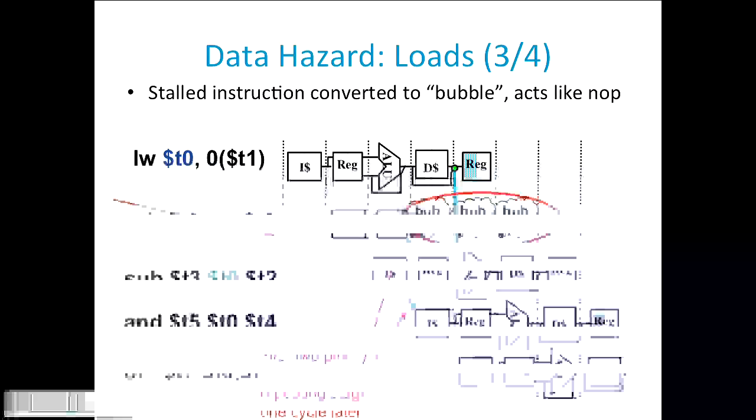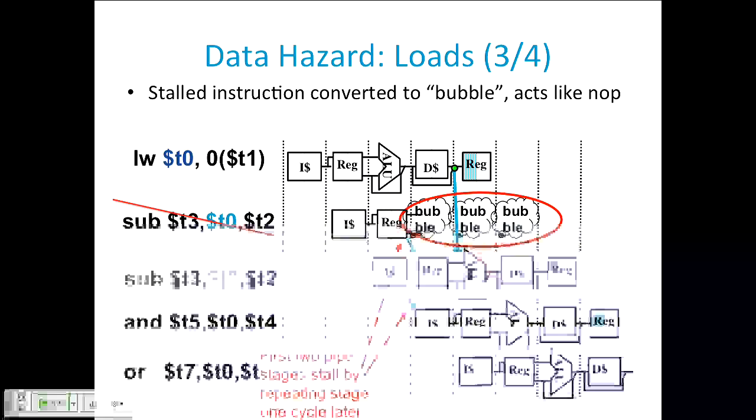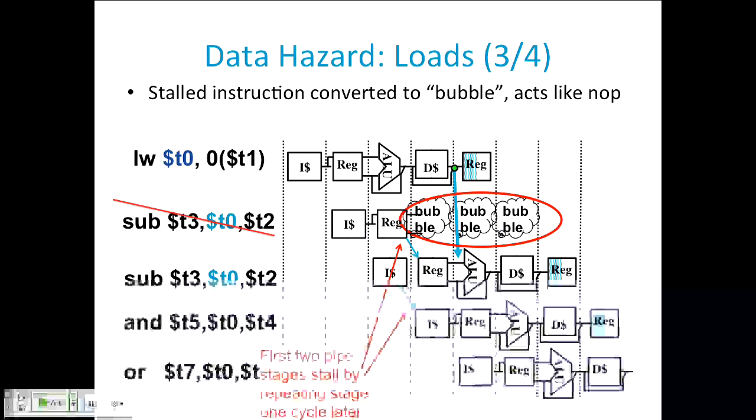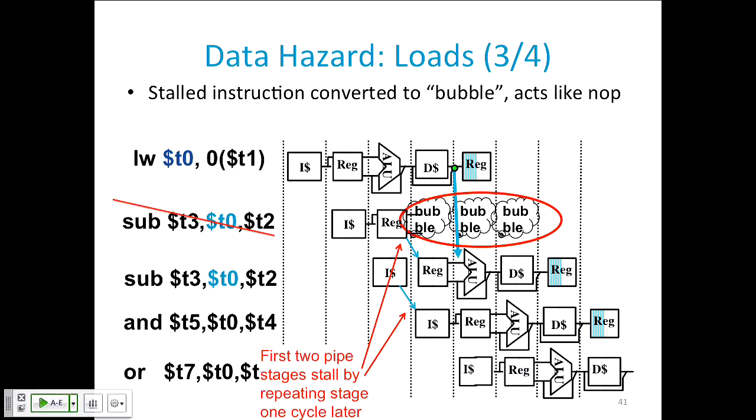So here's a load coming in, right? This is when the value is produced. So this subtract comes in. I try and fetch it, decode it, then I detect, oh, whoops, I've got a hazard. So what I do is I kill this thing and turn it into bubbles. So the bubbles then flow down the pipeline. This guy actually stalls and repeats the same stage, right?